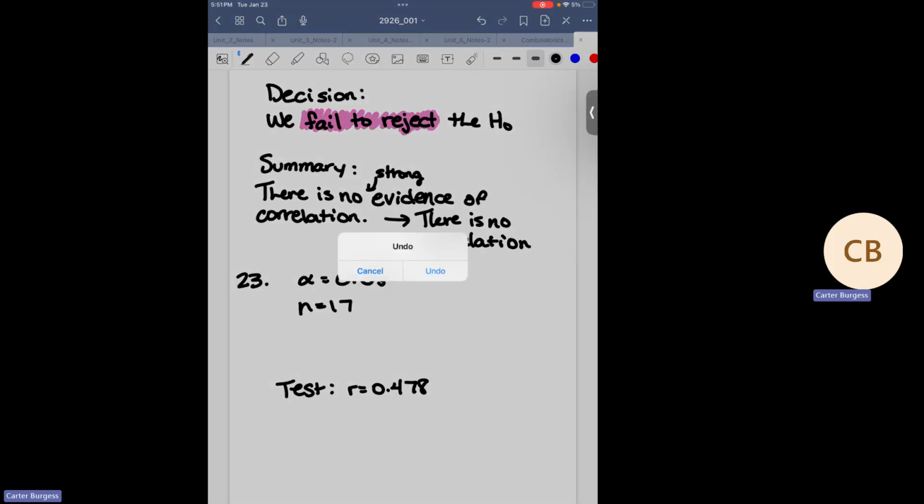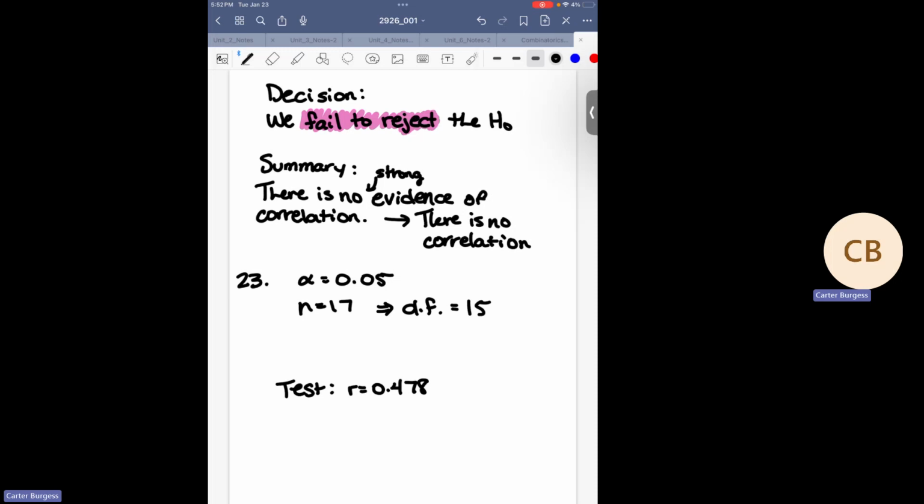We can Google PPMC table. I go to images here. It's the nice thing about these tables, we just need to be careful. Are they talking about degrees of freedom, or are they talking about something else? And what we see, we want to make sure we're doing our two-tailed test, is that if n is equal to 17, then our degrees of freedom should be equal to 15. Again, that's just n minus 2.